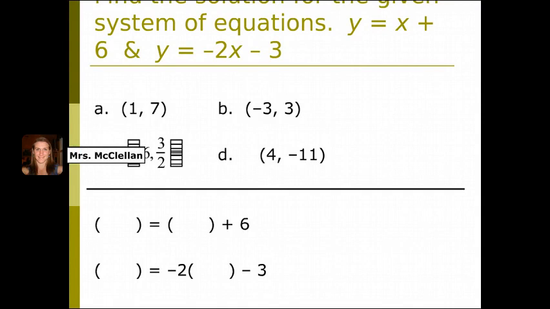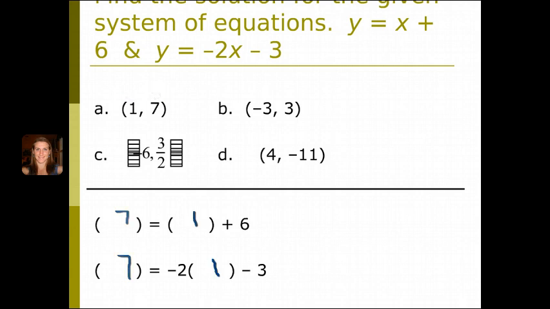Find the solution to the given system of equations. Y equals x plus 6 and y equals -2x minus 3. Since we have our keyword of solve, which you can't see on here because it didn't upload correctly, you're going to actually plug in your x values and your y values into the given equation. Again, first replace your variables with parentheses and then input the value. So if we're testing A, our y value is 7, and our x value is 1.